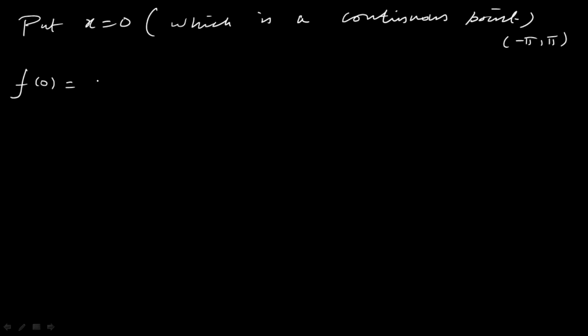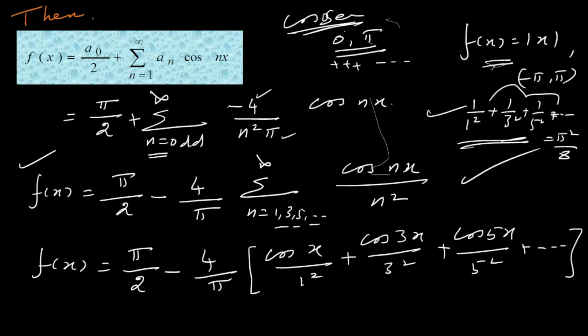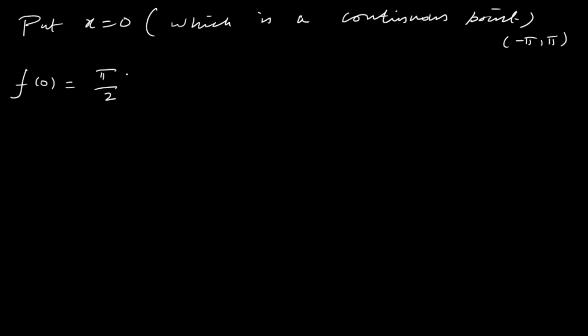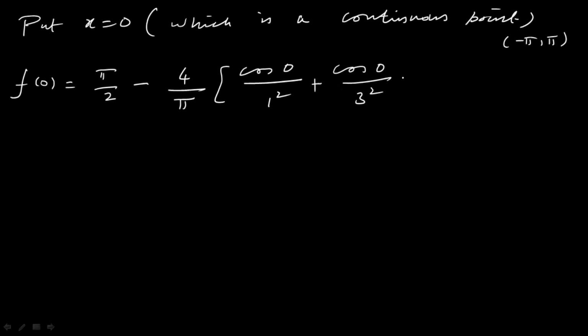That is f of 0 is equal to pi divided by 2 minus 4 divided by pi. Within the bracket you have cos x, that is cos 0, divided by 1 square, plus cos 3x, that is cos 0, divided by 3 square, plus cos 5x, that is cos 0, divided by 5 square, plus etc.